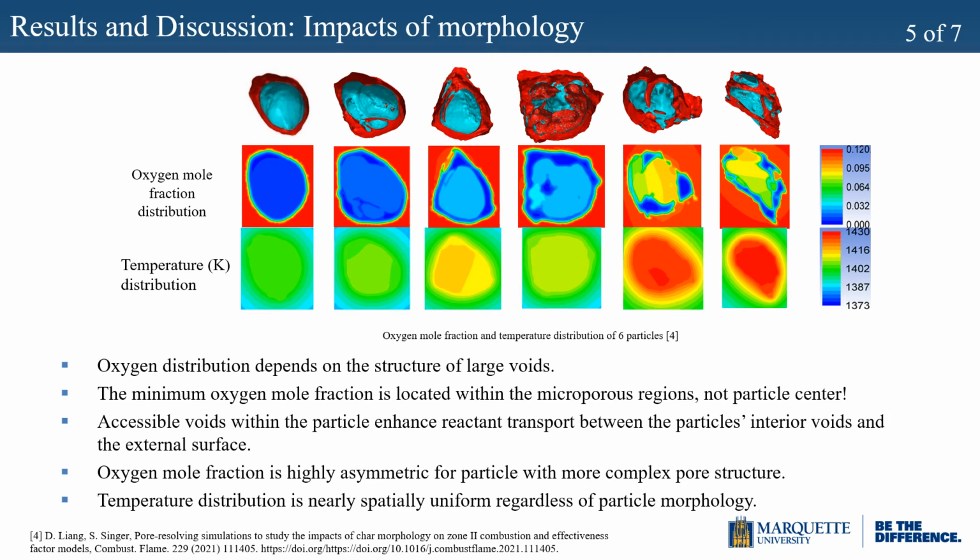Here are the 6 representative particles we chose, with their 3D morphology in the order of highly spherical on the left side to more complex voids on the right side. It is observed that the oxygen distribution highly depends on the structure of large voids. The accessible voids within the particle can enhance reactant transport, leading to higher oxygen concentration. The temperature distribution is nearly uniform regardless of particle morphology.